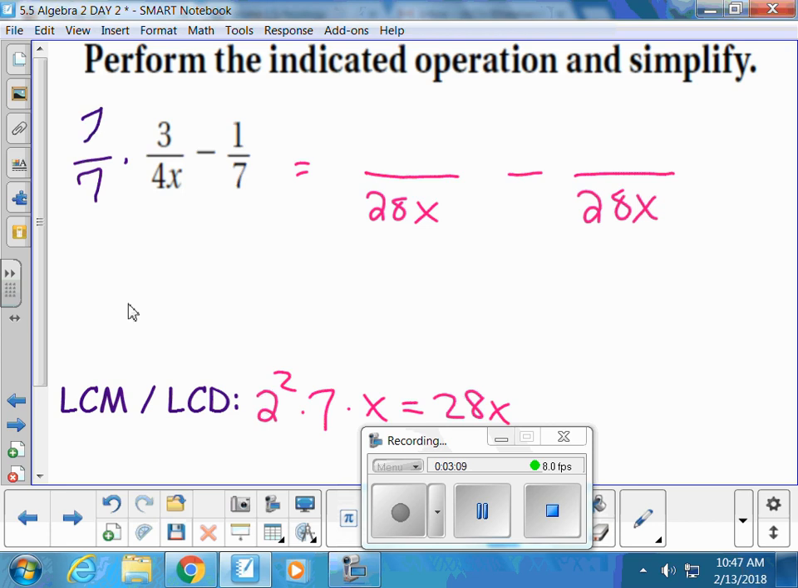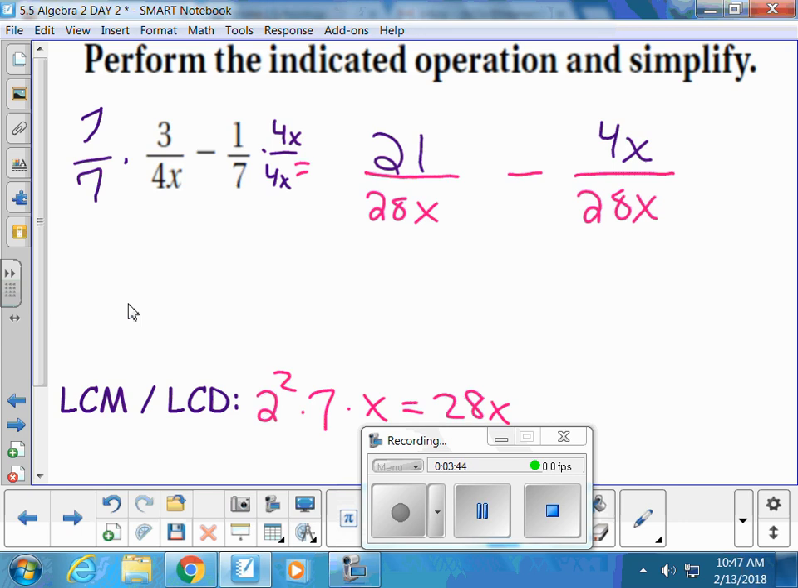So 7 times 4x is 28x. 7 times 3 is 21. That's my new numerator. Nod if that makes sense. All right, let's do our second fraction. What will I multiply the 7 by to turn it into a 28x? A 4x. And you have to do that on the top and the bottom as well. So 7 times 4x is 28x. 1 times 4x is 4x. So any questions? That's the hard new part. Everything from here on out you did yesterday. So we're ready to rock and roll.